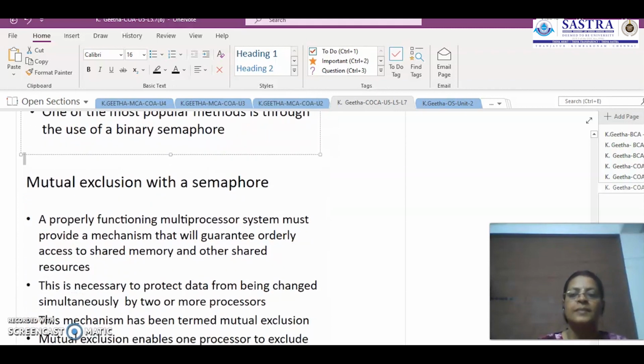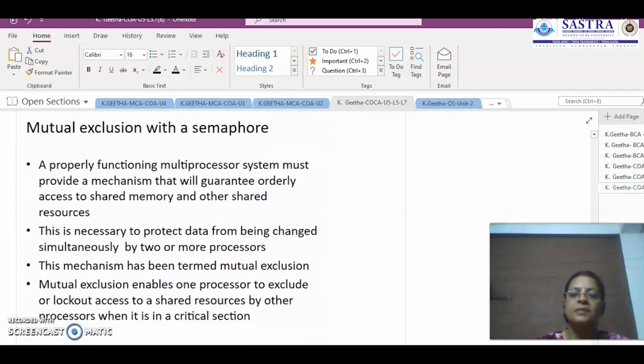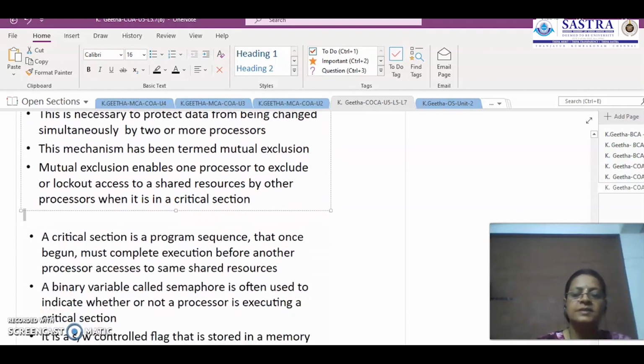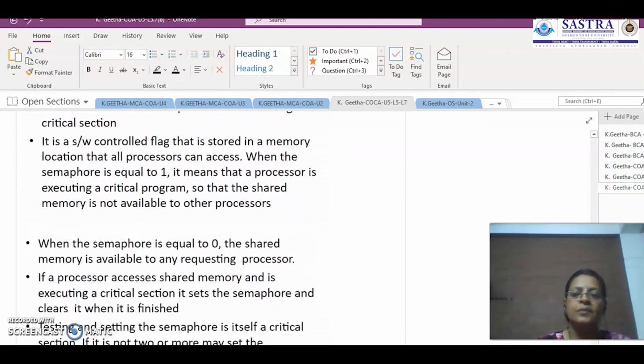The mutual exclusion with semaphore is necessary for the data to be protected, because if more than one processor makes an attempt to change it, then it is going to end up with an inconsistent value. So that should be ensured. Any mechanism adopted for mutual exclusion has to ensure that only one processor will be allowed to change or update the resources available in the critical section. A critical section, I think we have already discussed.